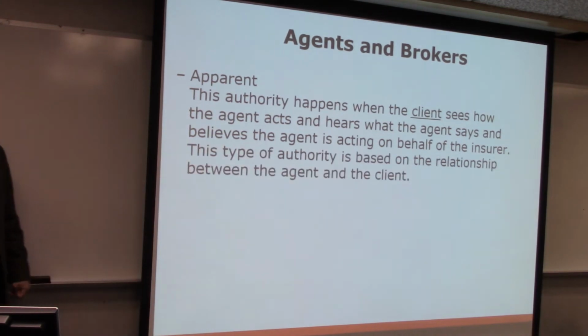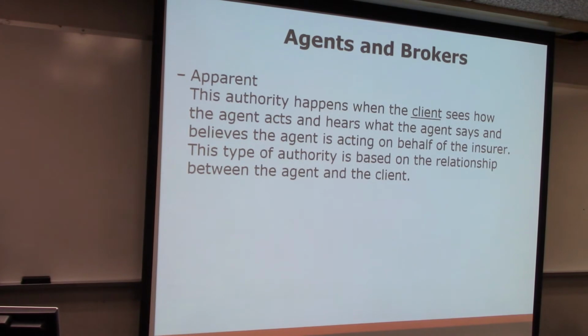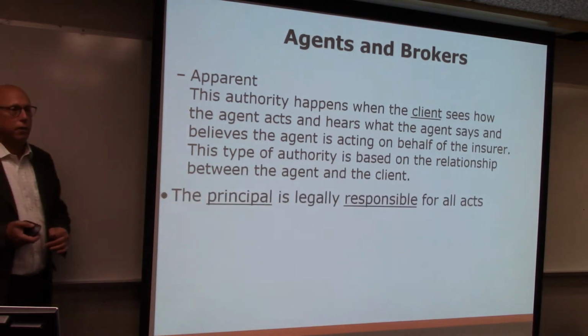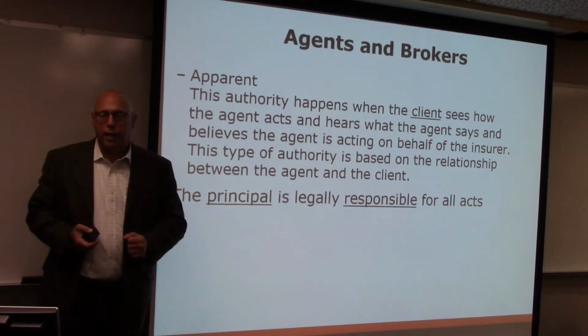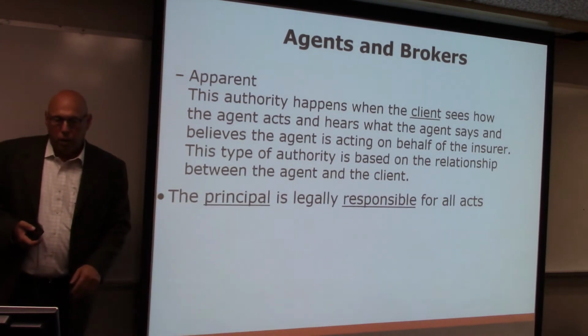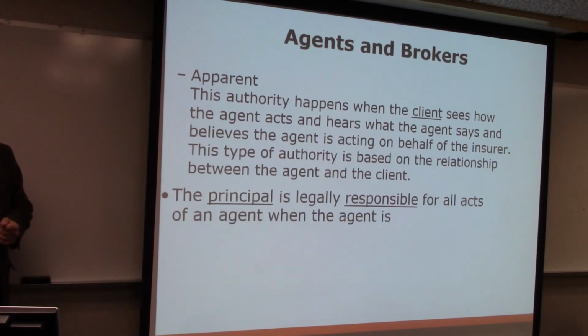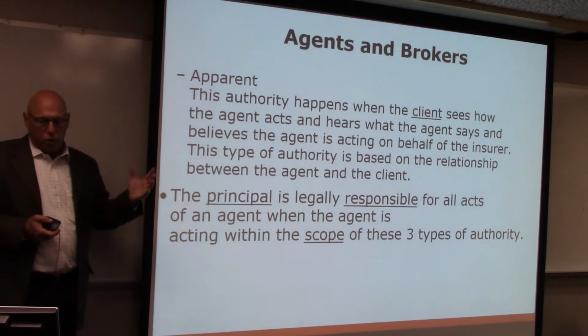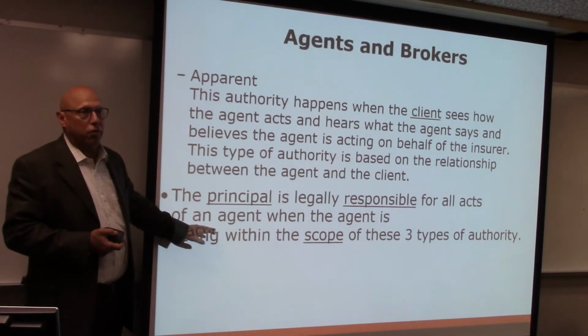All right. That's important, and that's not explained very well in the CFP material. I think I might have missed that one on the exam. That's why I make a big deal out of it, because it's like, oh, if you'd explained it right, I'd have gotten it. All right. So the principal, the insurance company, is legally responsible for all acts of an agent when the agent is acting within the scope of these three types of authority.